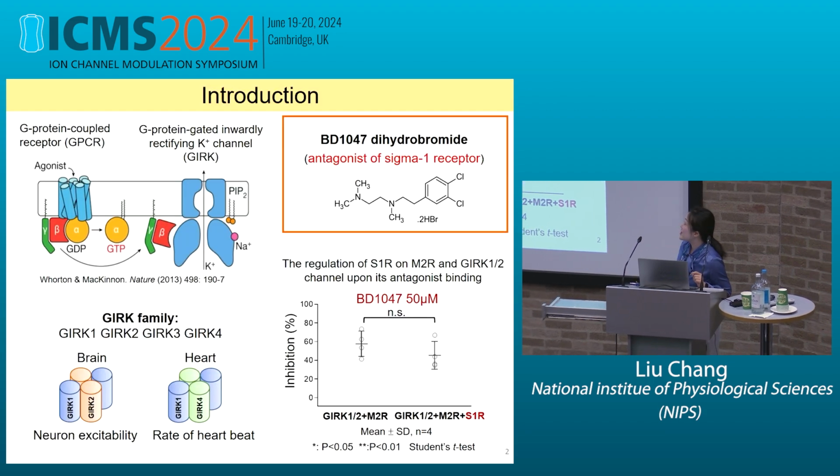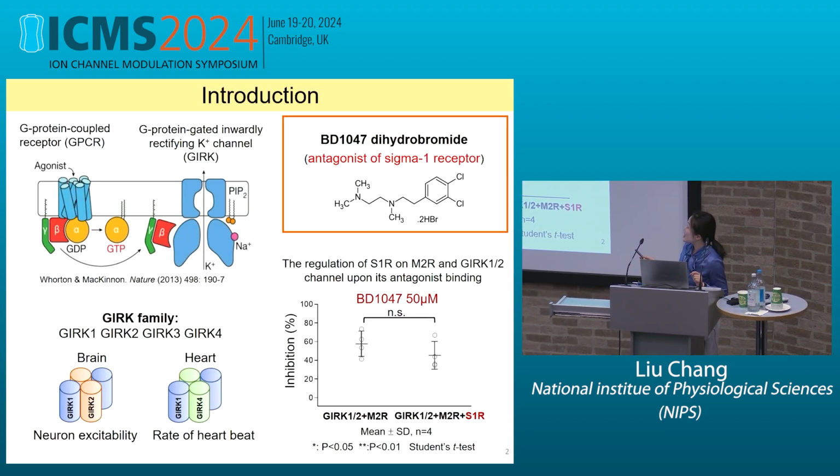My main target is the GIRK channel. GIRK is the G-protein-gated inwardly rectifying potassium channel. This channel can be activated by the binding of the G-beta and gamma subunits, which dissociate from the G-protein after its stimulation. So far, four subfamily members have been found, which are GIRK 1, 2, 3, 4. They can form functional heterotetramers or homotetramers, which contribute to the regulation of neural excitability or the rate of heartbeat.